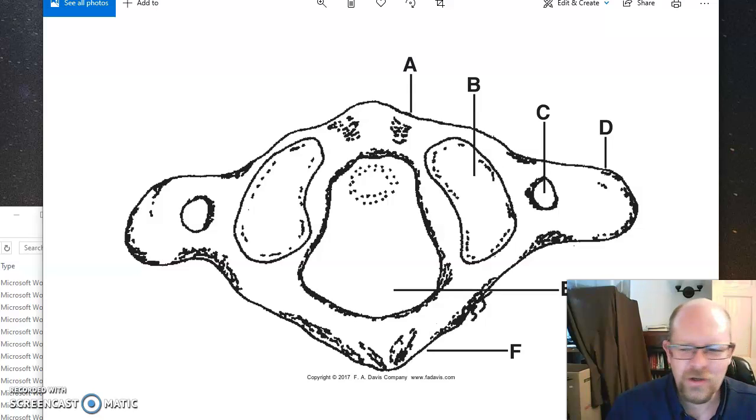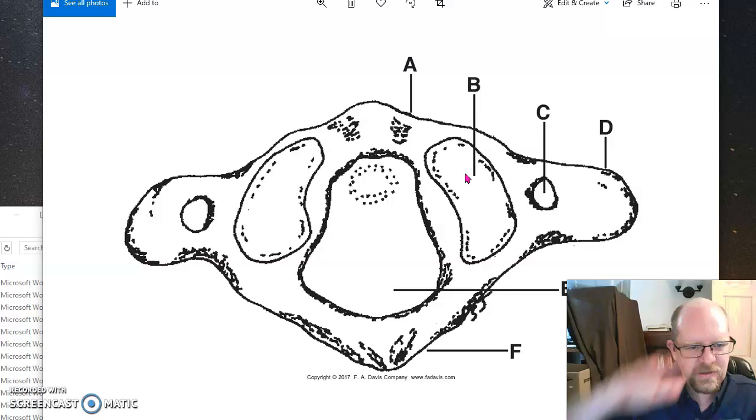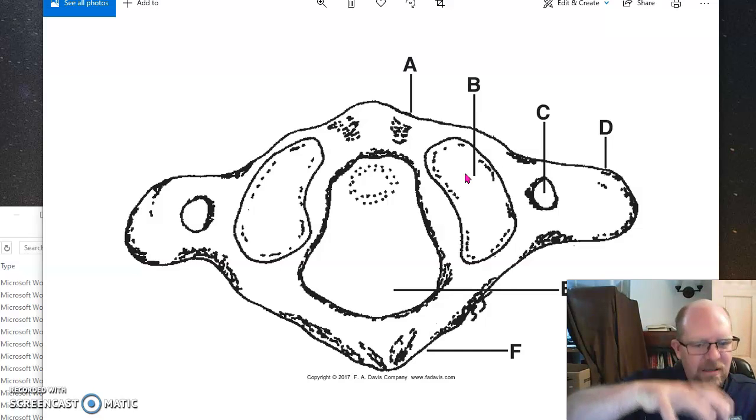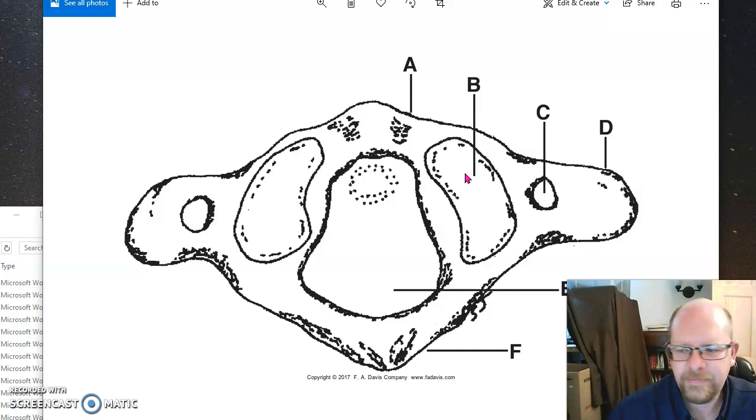So I'm looking at the lecture notes here, and in particular I'm looking at C1, also known as Atlas. If you look at Atlas, it does not have a body nor a spinous process, transverse or spinous. But it does have two articular processes, which is represented by B. So the skull sits on top of Atlas.